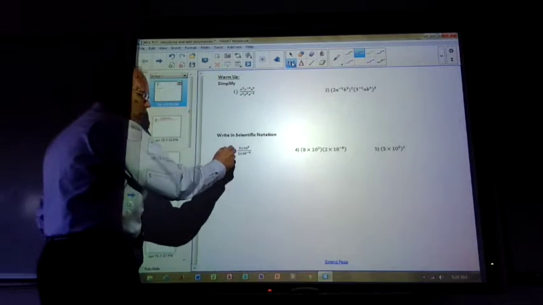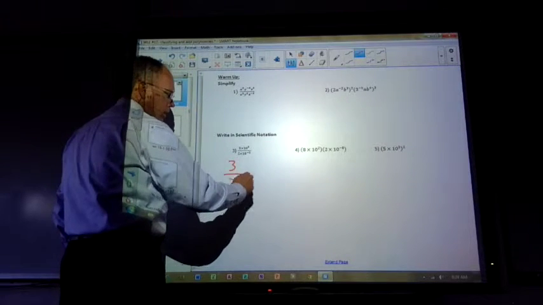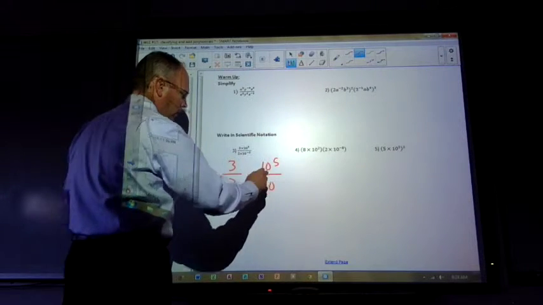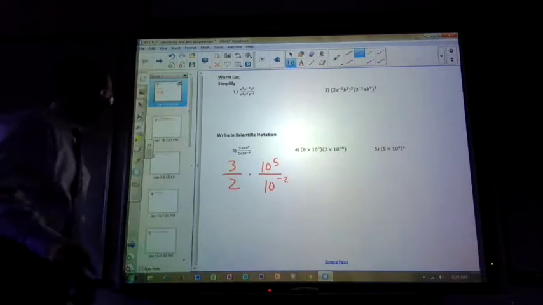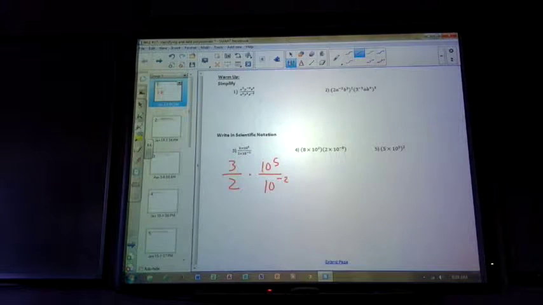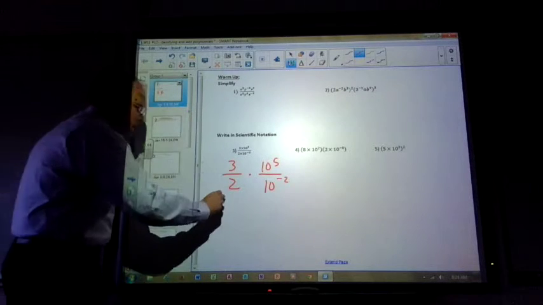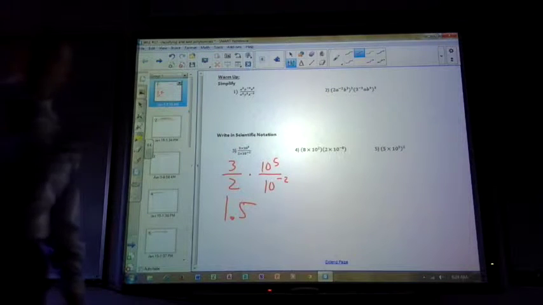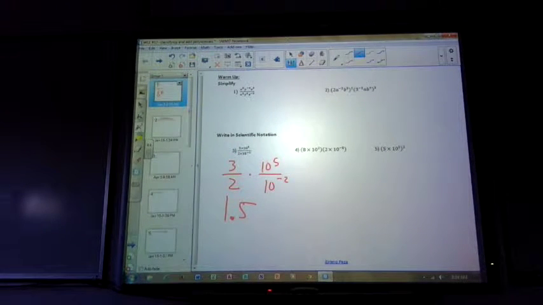So I have 3 over 2, and then I have 10 to the 5th over 10 to the negative 2. 3 over 2 reduces to what decimal? One and a half, which is 1.5. So this becomes 1.5. Scientific notation, you have a number, then a decimal, and then up to 3 digits behind it. That'll work. I do have a negative exponent.